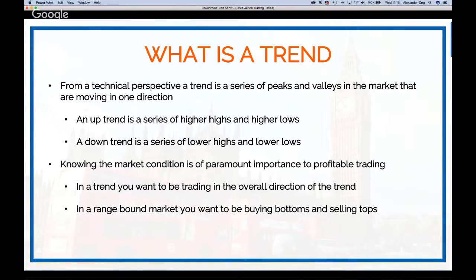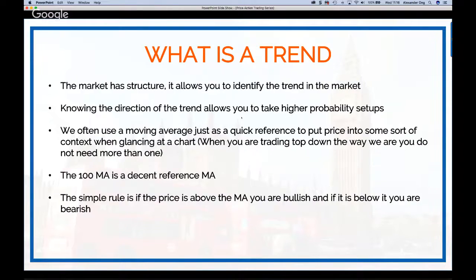In a range-bound market, we want to be buying bottoms and selling tops. If the market's moving sideways, then we're not expecting a breakout. Yes, a breakout will happen at some point, but the money is going to be made trading the range. The market has a structure to it. It allows us to identify the trend, in any market, or the consolidation. And that's what's great about using charts. It gives us a visual aid to help us make our trading decisions.